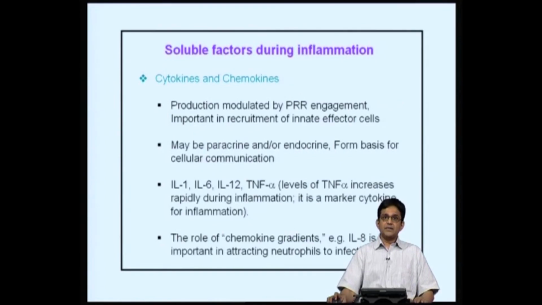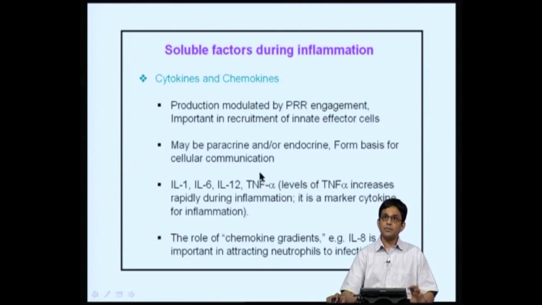Among the soluble factors that are produced during inflammation are cytokines and chemokines. Some of the important cytokines are IL-1, IL-6, IL-12, TNF. And in fact, TNF is a marker because it is one of the quickest or the fastest produced cytokines during inflammation. So, it is often thought to be a marker for inflammation. Now, what happens often during signaling via the pattern recognition receptors, one of the downstream consequences is production of cytokines, which have a variety of effects.